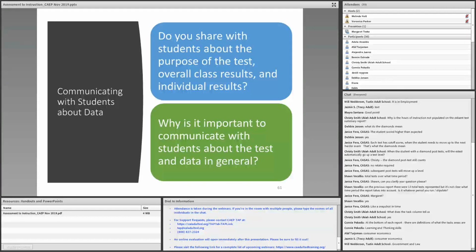Again, you want to communicate the information with the students about the data. These are a couple questions to ask, especially of your teachers and of your program. Do you share with students about the purpose of the test, the overall class results, and individual results? And why is it important to communicate with students about the test and data in general? These are important things to consider for your program and to ask your teachers.